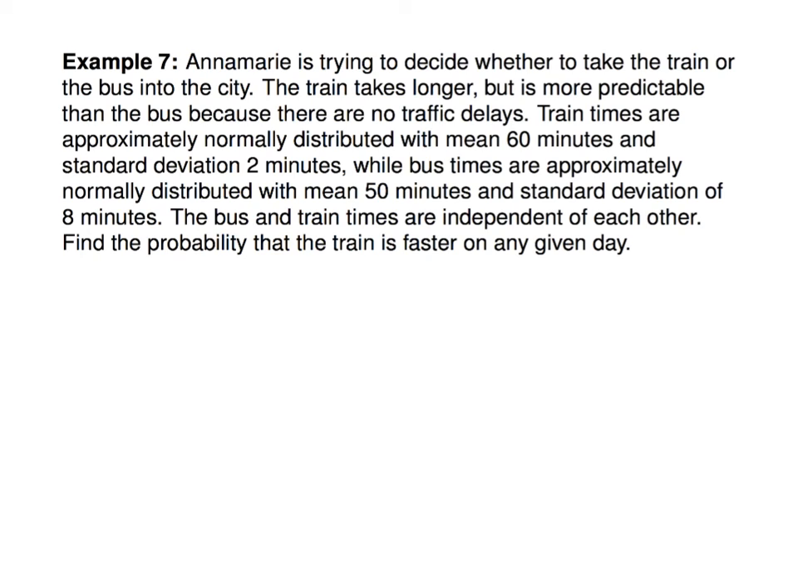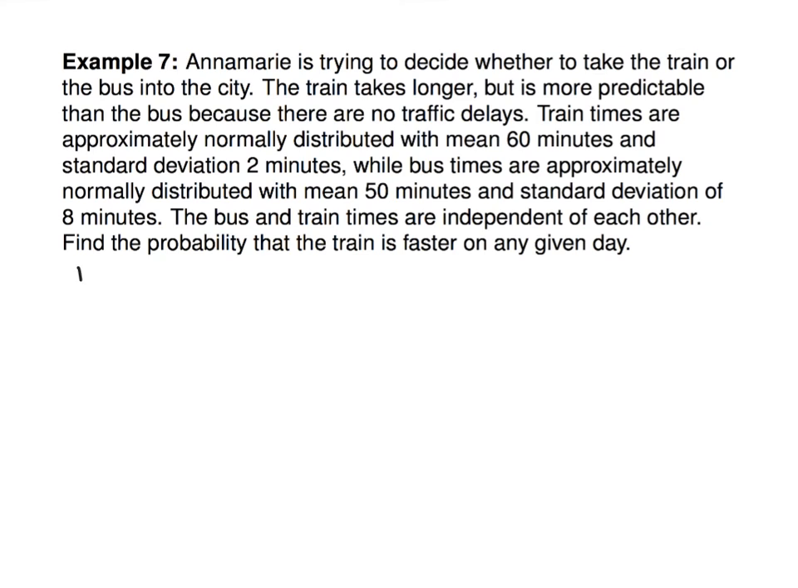And one more example. So Annamarie is trying to decide whether to take the train or the bus into the city. The train takes longer, but it's more predictable than the bus because there are no traffic delays. Train times are approximately normally distributed, with mean 60 minutes and standard deviation 2, while bus times are also approximately normally distributed, with mean 50 minutes and standard deviation of 8. The bus and train times are independent of each other. Find the probability the train is faster on any given day.